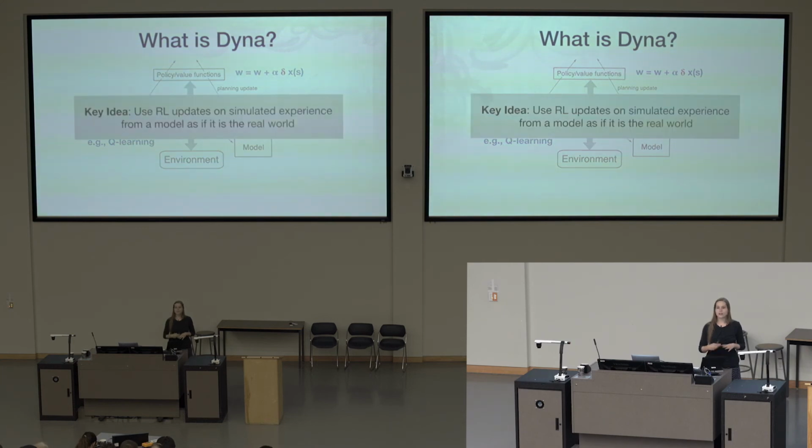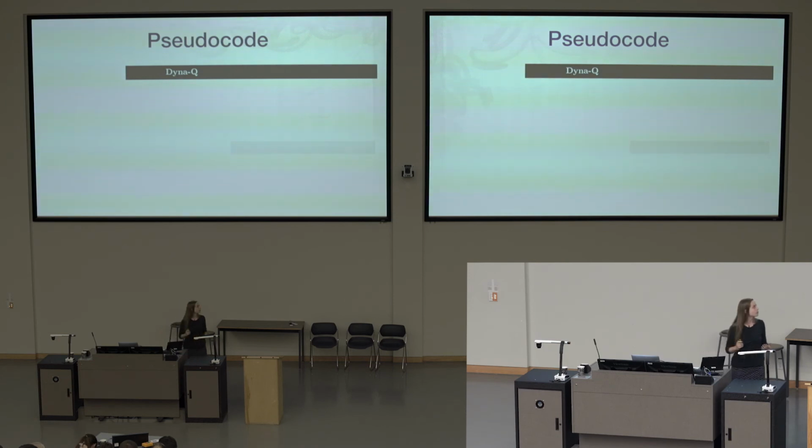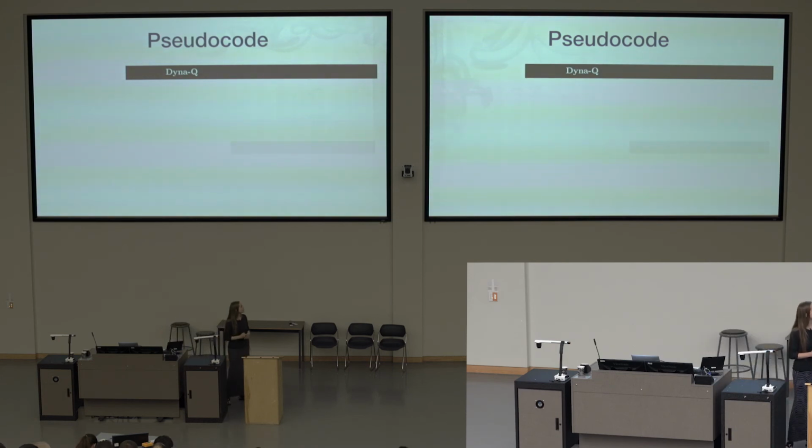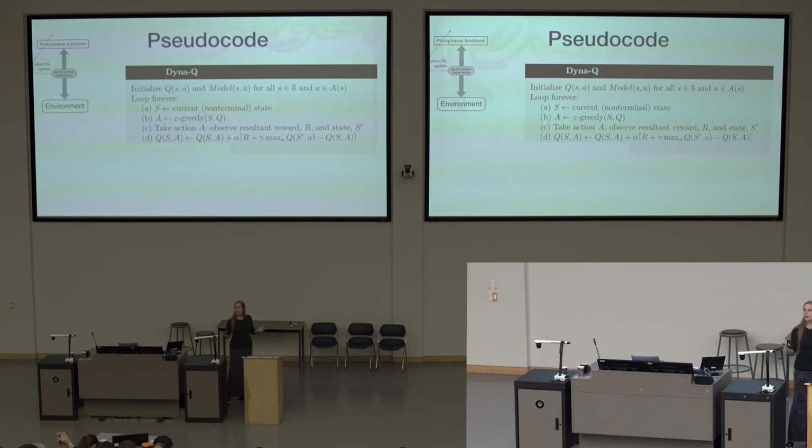So the key idea is very simple. If you've learned a model, you're just going to use simulated experience from the model as if it is the real world. And even though this is a very simple idea, it's one of the main things I want you to get out of how you could do planning with learned models. So we're going to revel in it a little bit and go through some pseudocode for this. Okay, so how might this actually look if you were to go ahead and use Dyna?